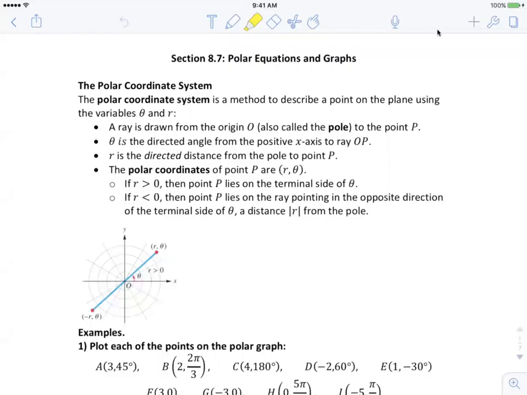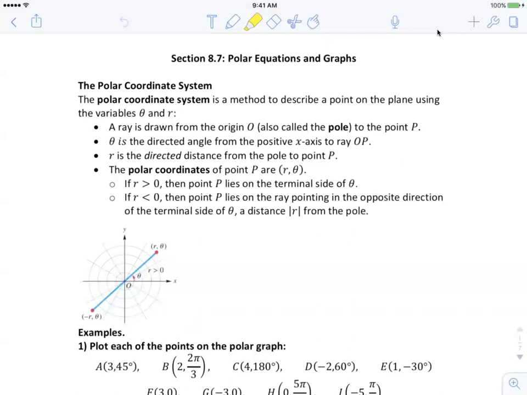Hey everyone, this is 8.7 on polar equations and graphs. So we're going to look at a different type of coordinate system. You know, the rectangular system, x, y, axes, all that. This is an alternate form. It's called the polar coordinate system, and it uses some trigonometry. But when you think about it, just think about it as another way to describe a point in a plane.